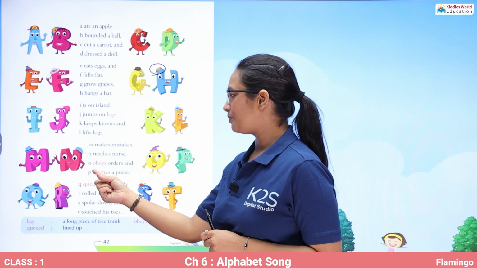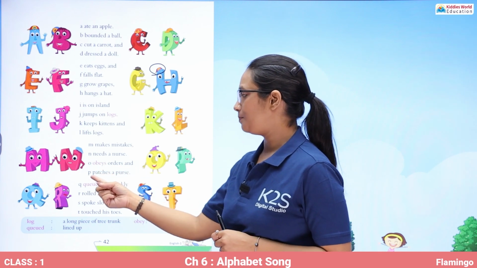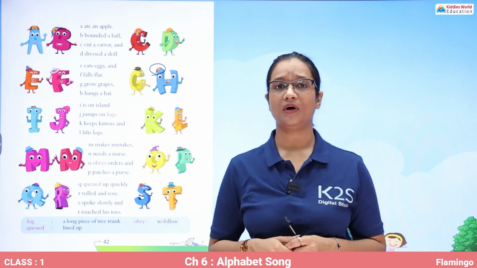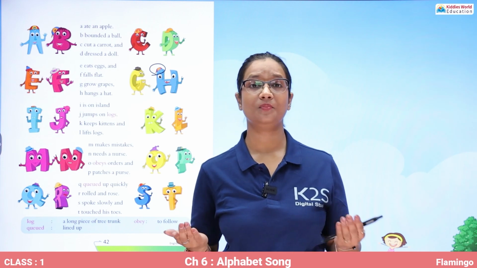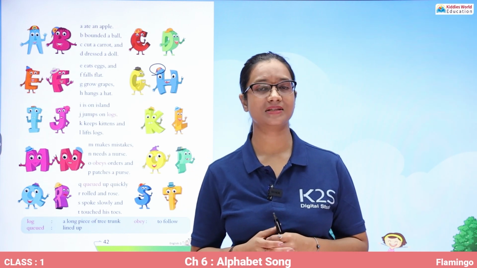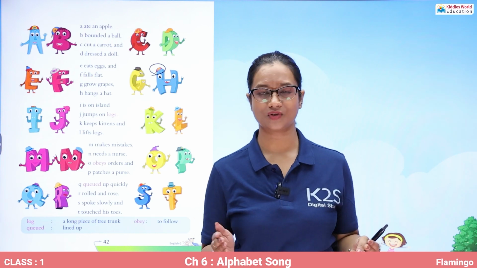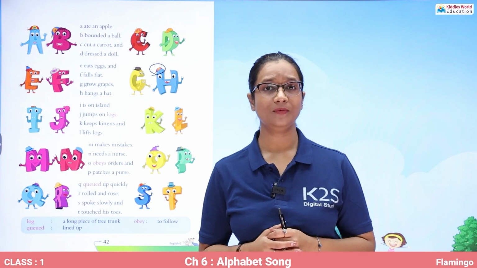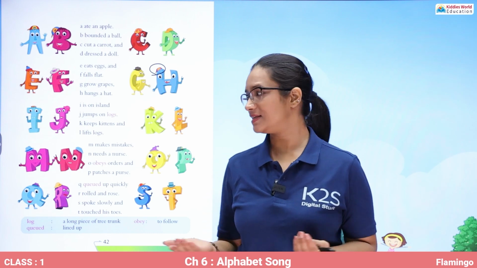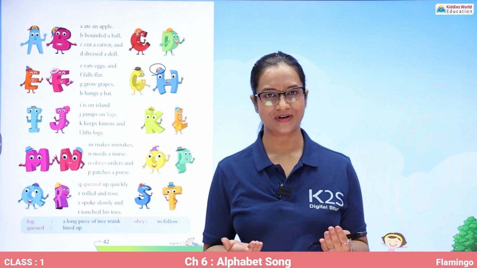So O obeys orders and P patches a purse. So what is O doing? O is obeying all the orders. It means that O is following all the orders and instructions given to it. And what is P doing? P is just patching a purse.